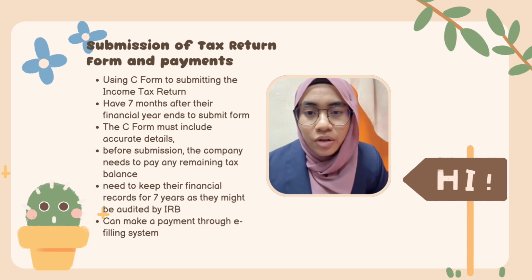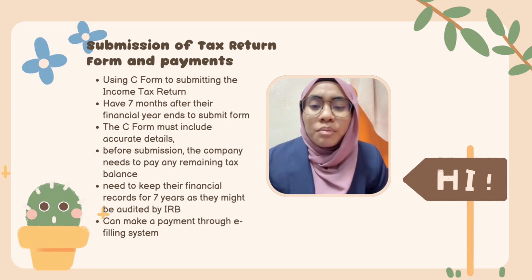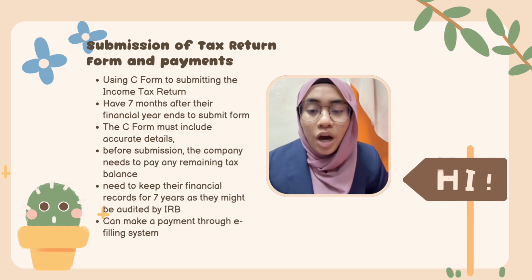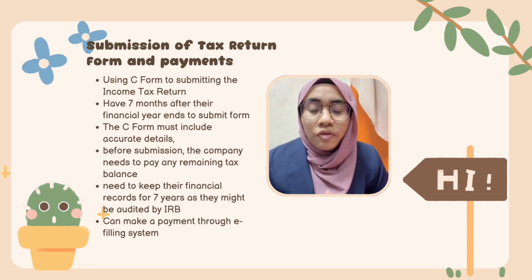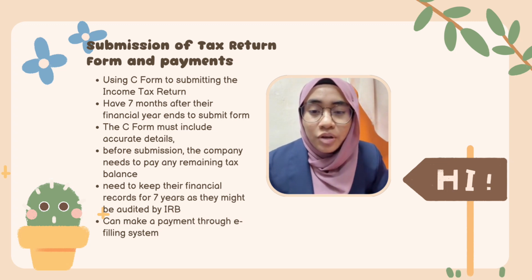The C form must include accurate details. And before submission, the company needs to pay any remaining tax balance, which is the difference between actual tax and installment paid. Missing the deadline can lead to penalties, which increase depending on how late the submission is. Companies also need to keep their financial records for 7 years as they might be audited by the Inland Revenue Board.